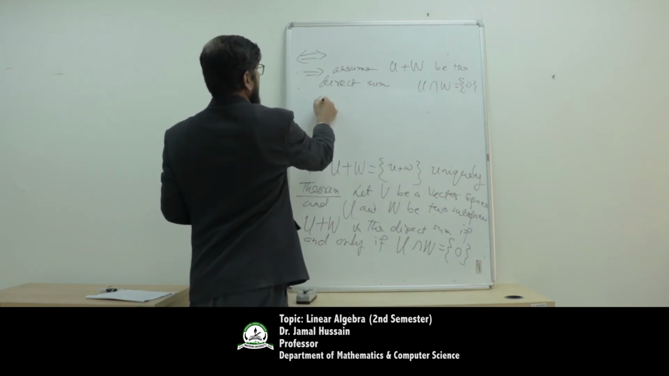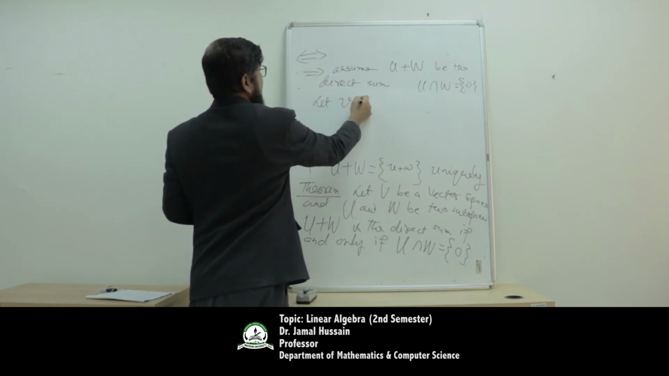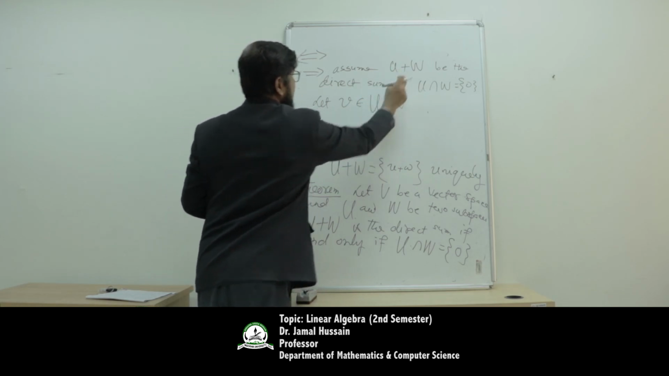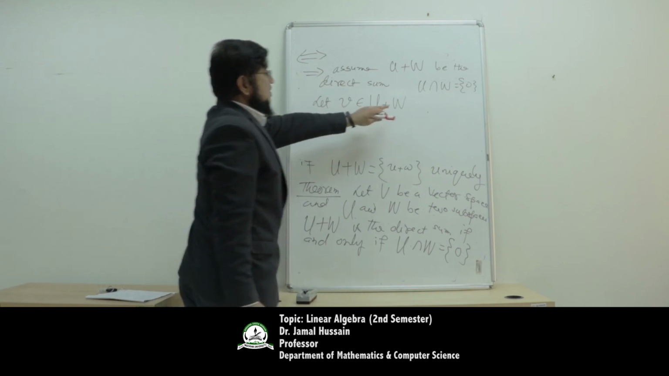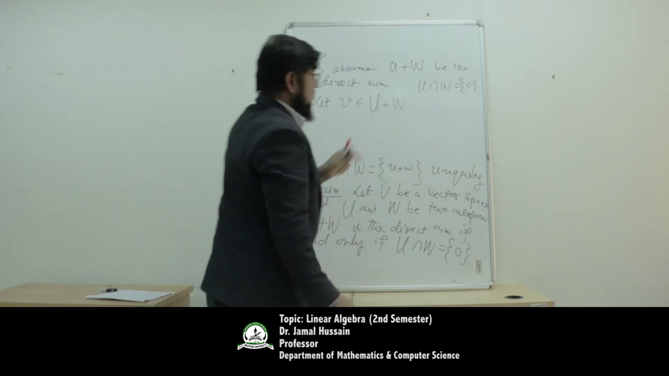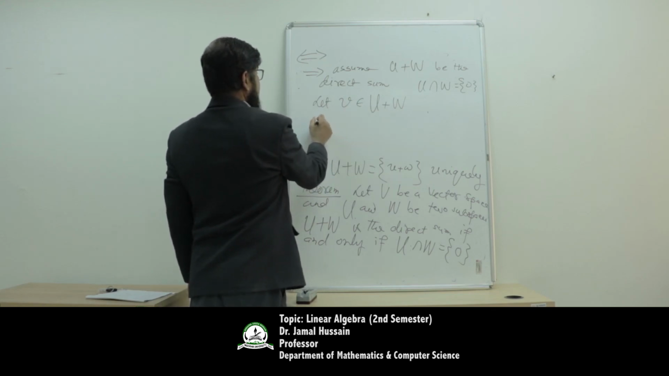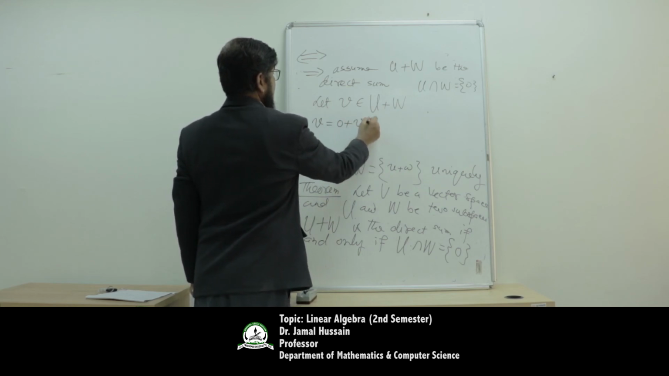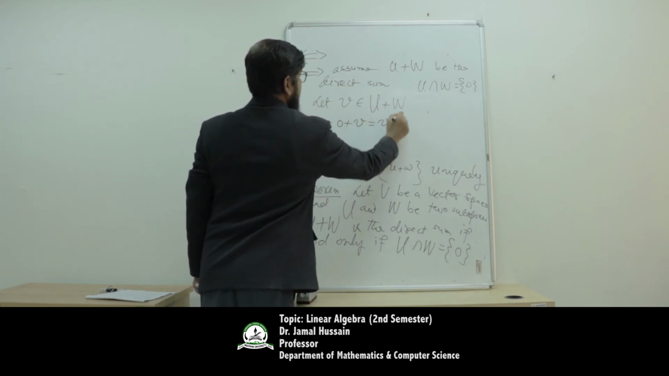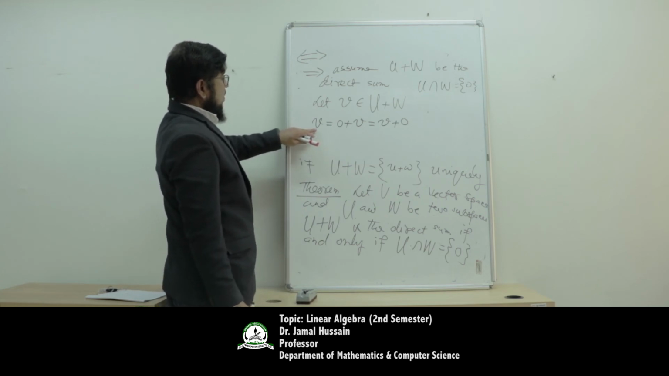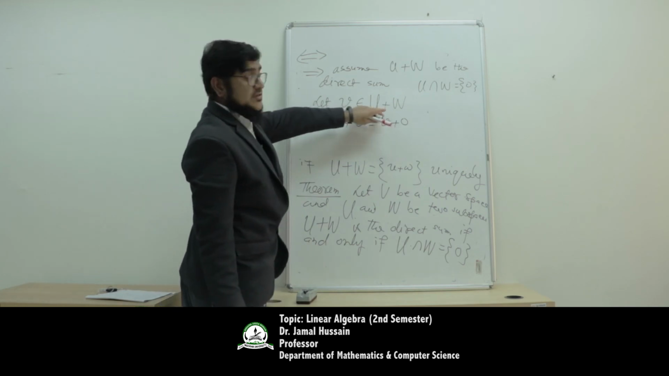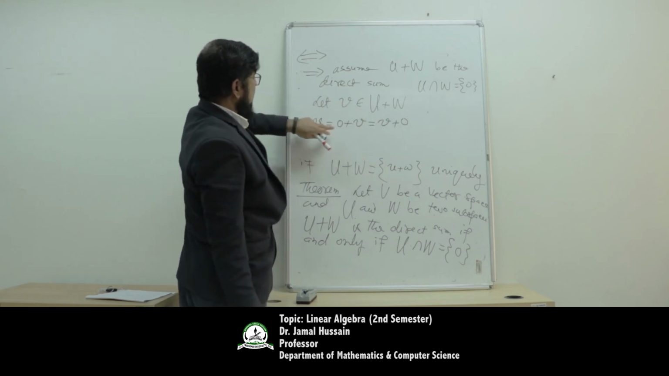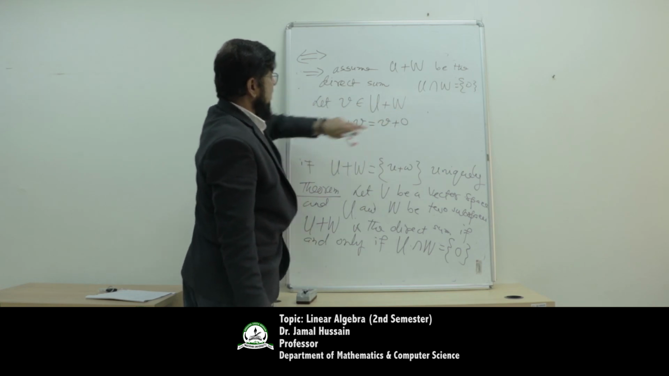To prove this, I'll assume any element. Let v belong to U intersection W. So what I have to prove? v must be 0, because this contains only 0. We know that v, I can write as 0 plus v or v plus 0. How am I writing this? Because this is an element here, the elements here will have two components, the first one from U, the second one from W.